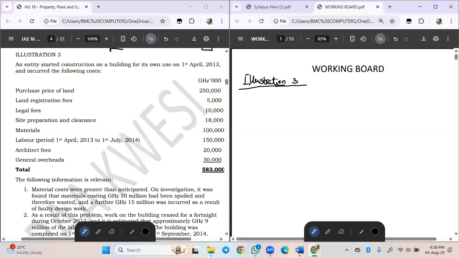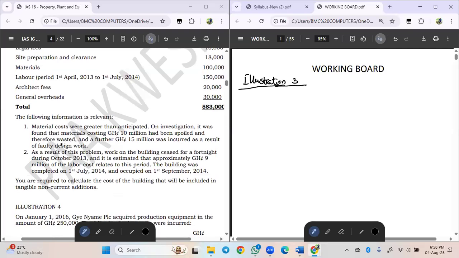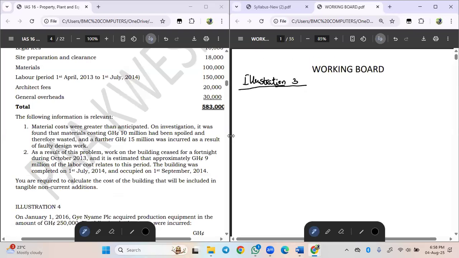1. Material costs were greater than anticipated. On investigation, it was found that materials costing 10 million Ghana cedis had been spoiled and therefore wasted, and a further 50 million Ghana cedis was incurred as a result of faulty design work.